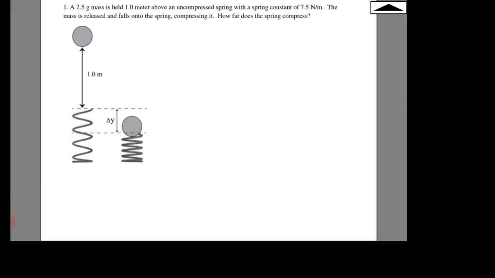Okay, here is our first video problem for conservation of energy. So we have a ball, it falls on a spring, the spring gets compressed. So we're interested in how much this spring gets compressed as a result of this ball dropping on it.